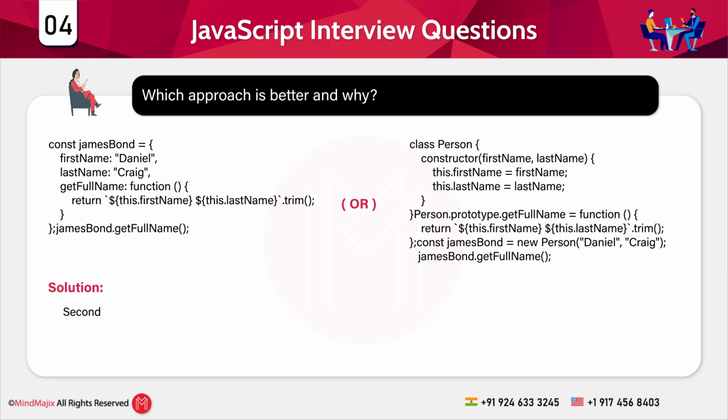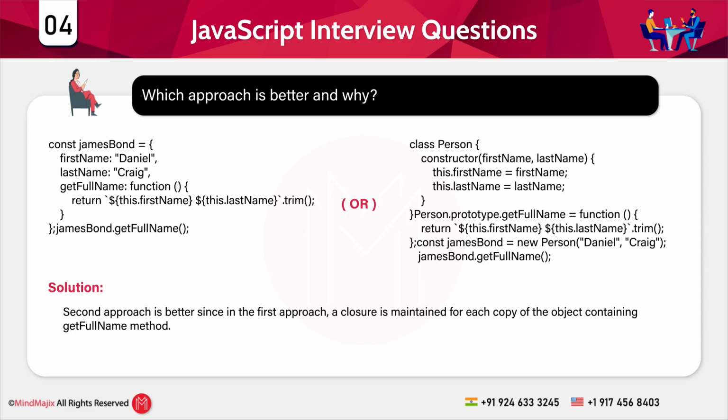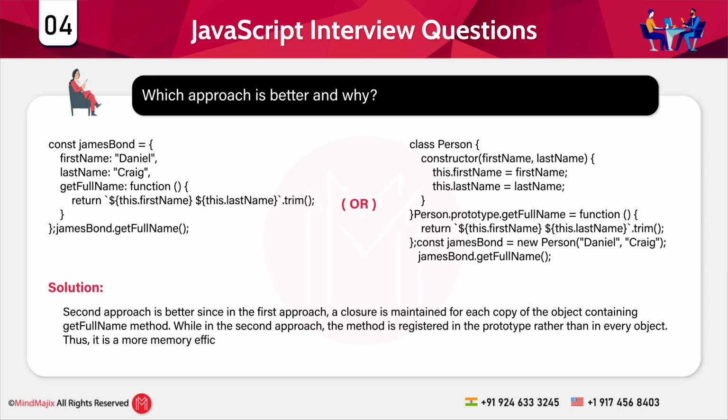The second approach is better, since in the first approach, a closure is maintained for each copy of the object containing the getFullName method. While in the second approach, the method is registered in the prototype rather than in every object. Thus, it is a more memory efficient approach.